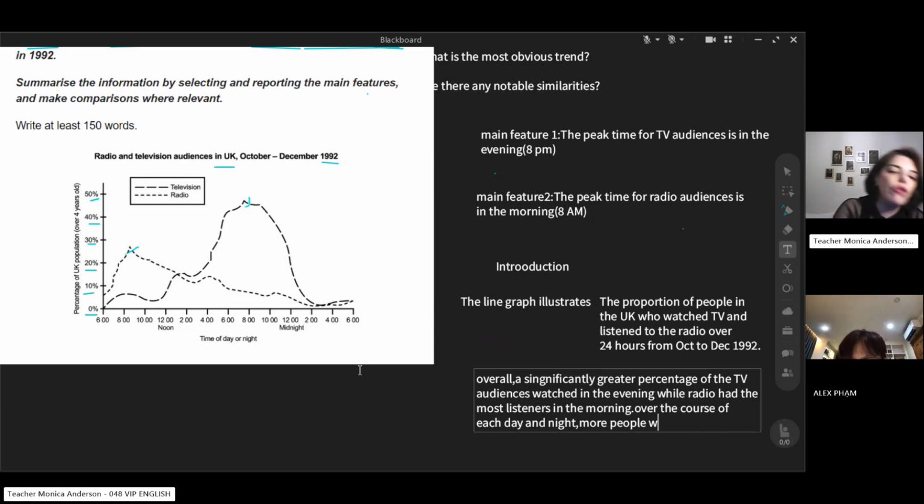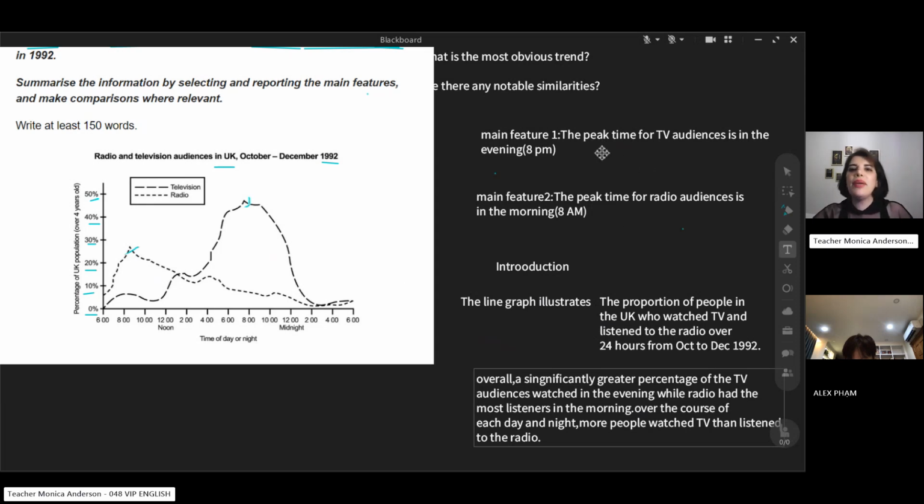Watching TV. Of course, watched TV comparison, then listened to the radio. This is my overview. Is it clear? Yeah. Okay, you can easily write, but you need to pay attention. Okay, I found my main features. I don't want to repeat them again, so let's change them.